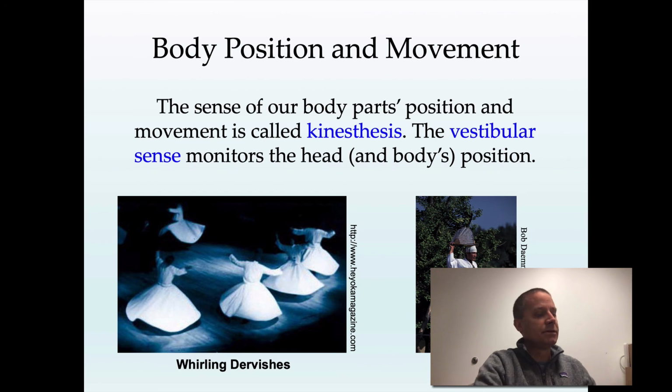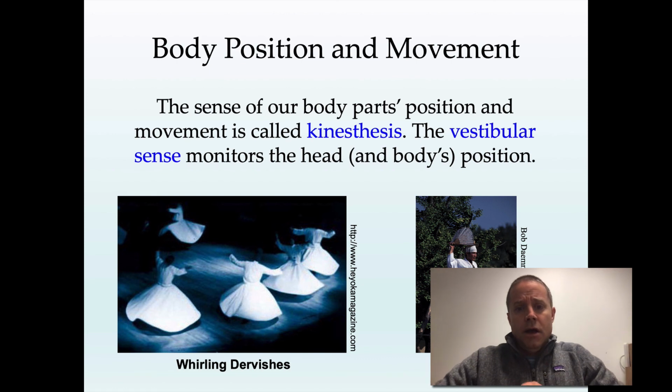There's also body position and movement. By the way, pain goes up to the spinal cord, then to the thalamus and the cerebral cortex. And our sense of touch goes through our sensory neurons into our parietal lobe. Okay, 2 other senses that you didn't learn about in first grade. One of them is called kinesthesis. The other is called vestibular.